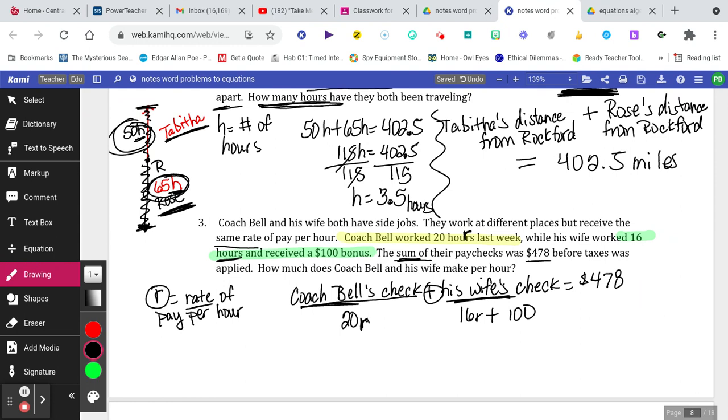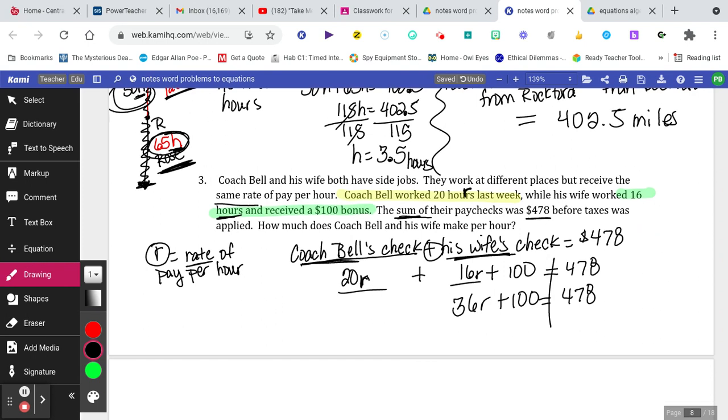But if you sum those two, it should equal 478. That's how much they made together. So now I'm going to combine like terms. 20R plus 16R is 36R plus 100. And you can combine those two because they're on the same side. Then all I have to do is subtract 100 from both sides. So you end up with 36R equals 378.